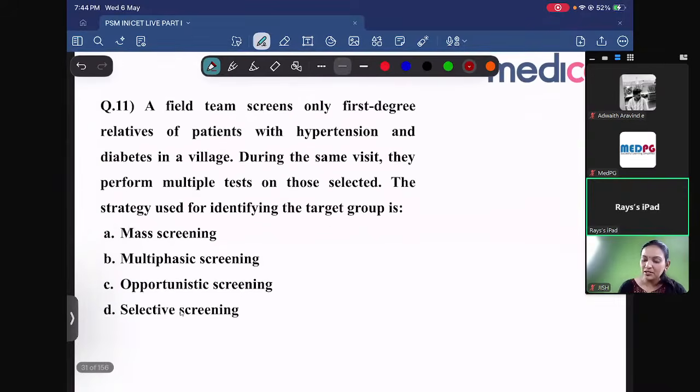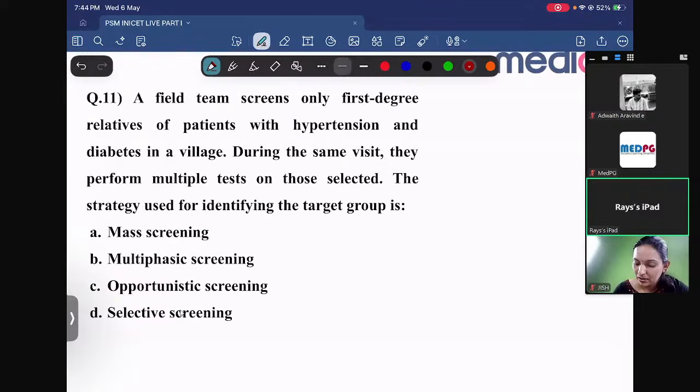So a field team screens only first degree relatives of patients with hypertension and diabetes in a village. During the same visit, they perform multiple tests on those selected. The strategy used for identifying the target group is... So here, this is a question on screening. And two things they are telling. First thing is, a field team screens only first degree relatives of patients. So what is this? You're only screening the high risk group. Okay. And during this same visit, they perform multiple tests on those selected. So simple single visit multiple tests, that becomes a multi-phasic screening. So they're talking about a high risk screening or a selective screening as well as a multi-phasic screening.